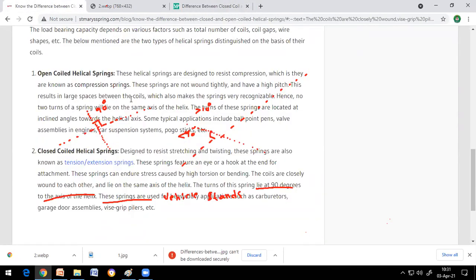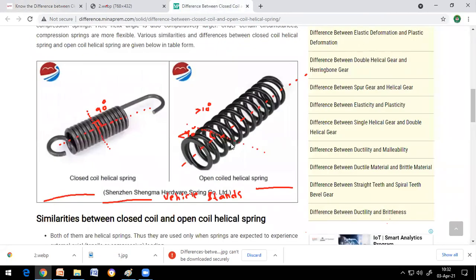This results in large space between the coils, which also makes the springs very recognizable. Hence, no two turns of a spring will lie on the same axis. Enduku? Because two axes of the springs won't touch each other. Rendu touch avavu. Endukante it will have more pitch distance anamata. So that is the reason why. So they are going to be used for compression, and these open coil helical springs are also considered as torsional and bending. Endukante ee springs bend avutayi and twist kuda avutayi anamata. That's why open coil helical spring is a best example for torsional and bending spring.